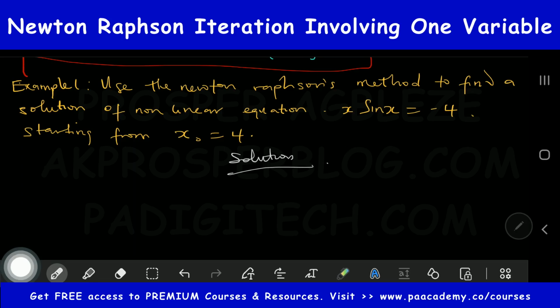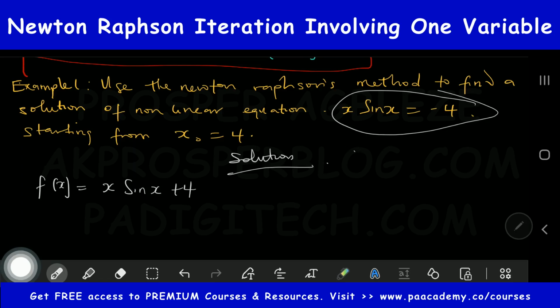First, let's write out the equation. That means our f of x is equal to x sine x plus 4. What I've just done is, this is what we have here, but we can also have it as x sine x plus 4, because the minus 4 comes to the other side of the equals sign and becomes plus 4. So don't let that confuse you.